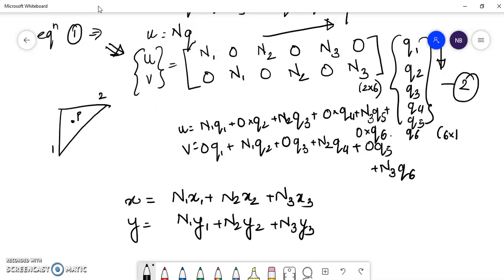This is node 1, node 2, and node 3. The coordinates of these will be given by x1 y1, x2 y2, and x3 y3. So these coordinates x1, y1, x2, y2, and x3, y3 are to be used in these two equations. So this is the use of shape functions to find out the unknown displacement as well as the unknown geometry of a given point within the element.